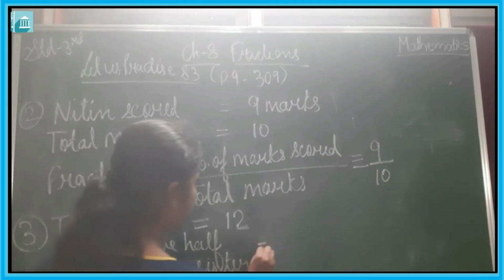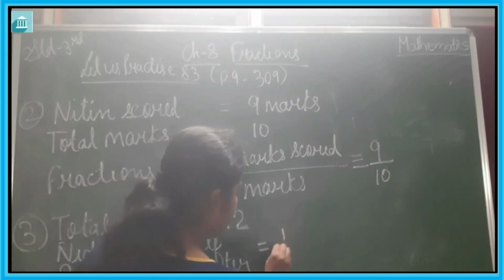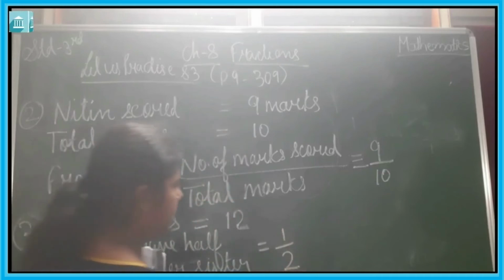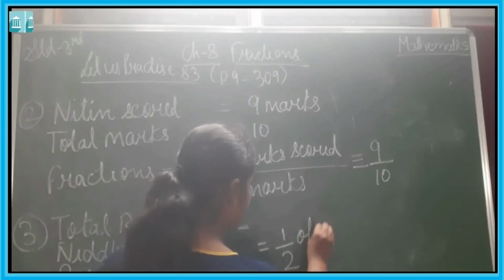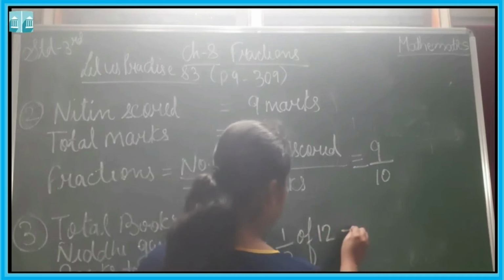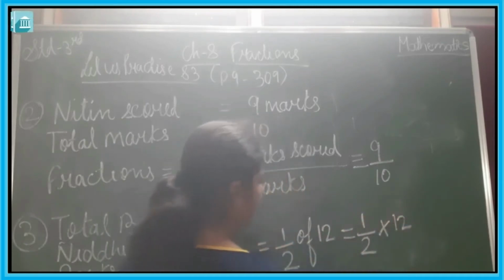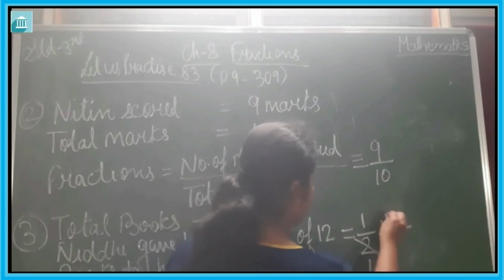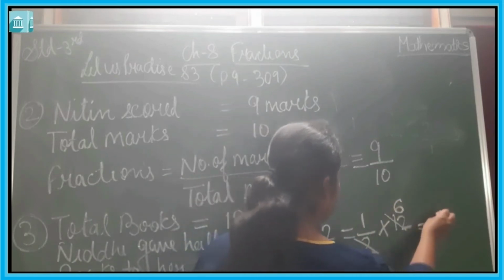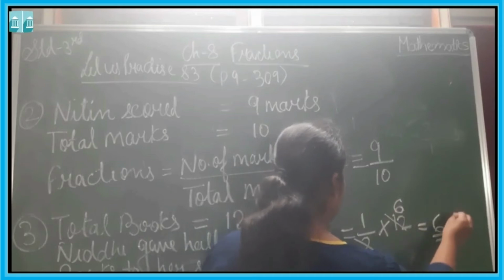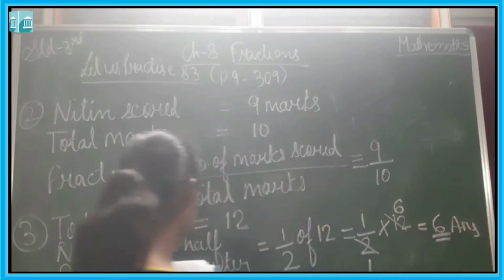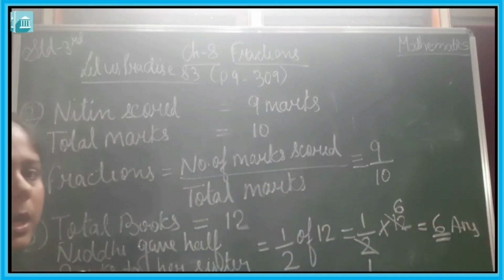Half is written as 1/2. 1/2 of 12 is equal to 1/2 into 12. 2 1s are 2, 2 6s are 12, 1 6 is 6. 6 is the answer. Means she gave 6 books to her sister. Okay.